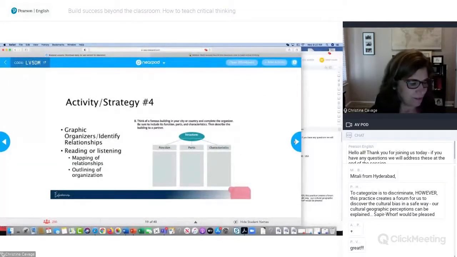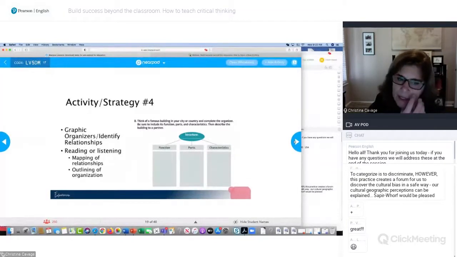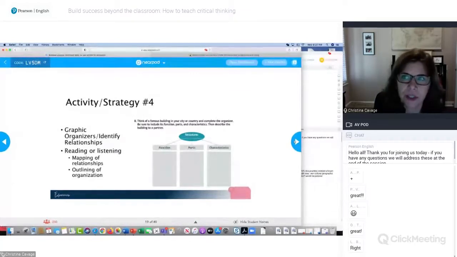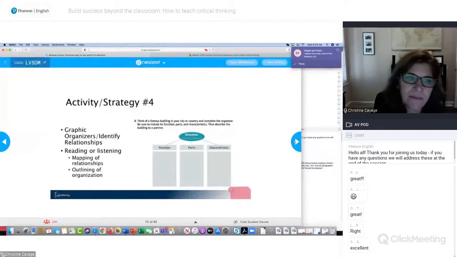Strategy 4 here is using graphic organizers. Now, many of us use graphic organizers, and I think there's so much value in using different graphic organizers and getting students to visualize language, or visualize a reading, visualize a listening. But they can also really help us identify relationships between ideas. Just think of a simple outline. An outline in its most basic form is really showing the relationship between ideas. So, graphic organizers, again, identifying relationships.